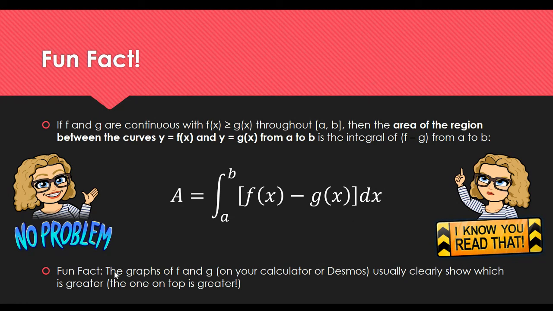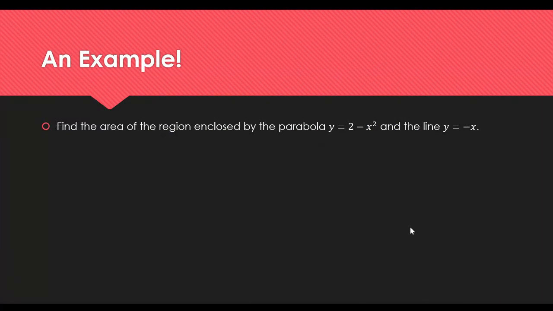So, fun fact down here, the graphs of f and g, which you can graph on your calculator or on Desmos, usually will clearly show which one is greater, your f of x or your g of x, because you always want to do the greater minus the smaller. The greater one is the one on top. So you want to do the one on top minus the one on the bottom. What does that mean? Let's do a couple examples.